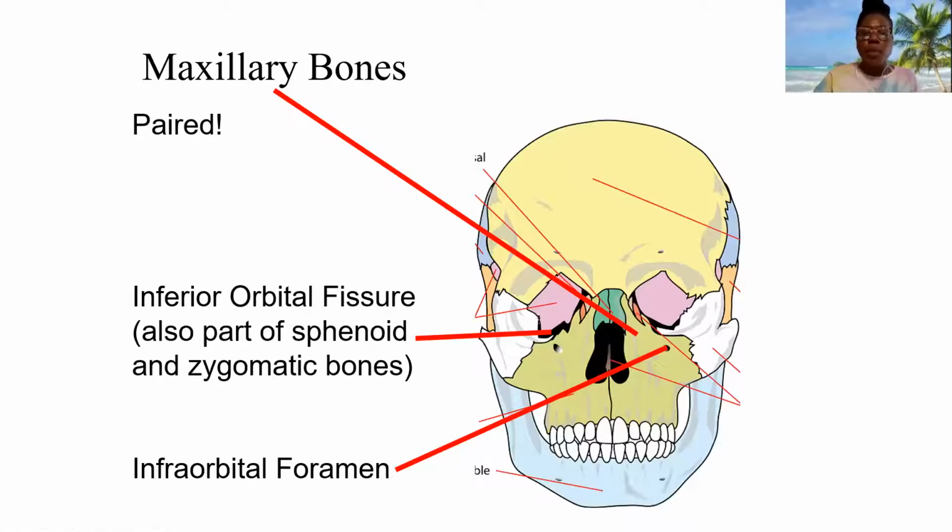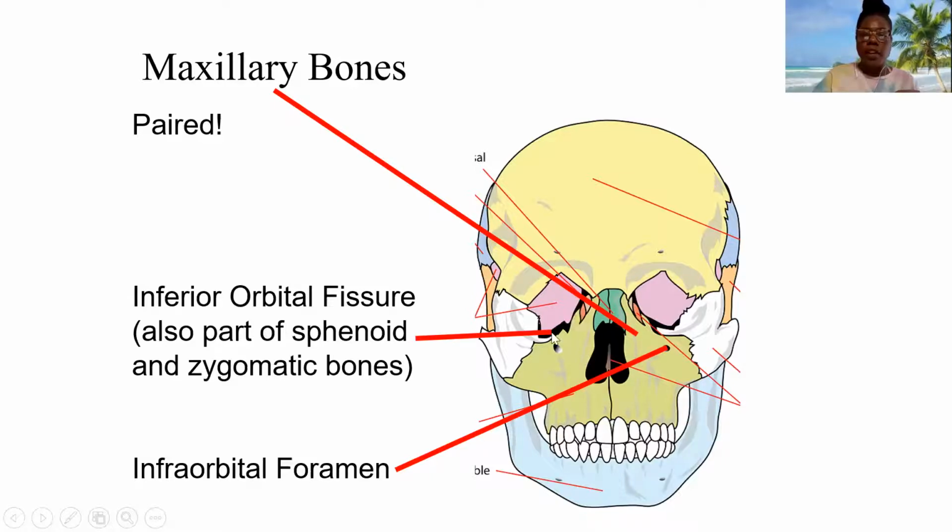Next, we've got the maxillary bones. These are, again, paired bones that form the roof of the oral cavity, as well as parts of the floor of the orbit, the orbital cavity. Features that we see in the maxillary bones are the inferior orbital fissure. This is actually a shared feature. If you remember us previously looking into the orbit of the eyes, we saw two slanted openings. The superior slanted opening was called the superior orbital fissure, and that was found in the sphenoid bone. The inferior orbital fissure is a shared feature between the sphenoid, the zygomatic bone, and the maxillary bones.